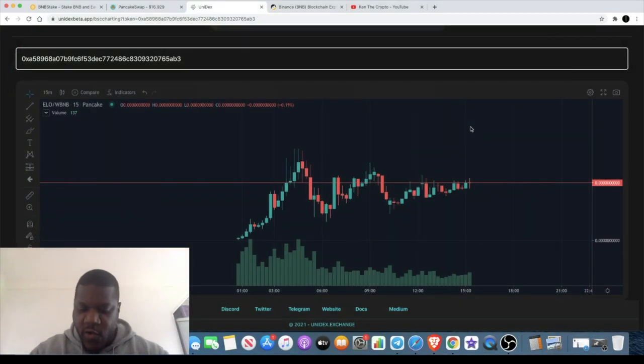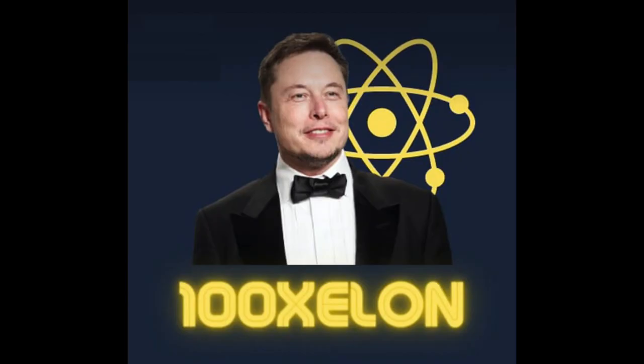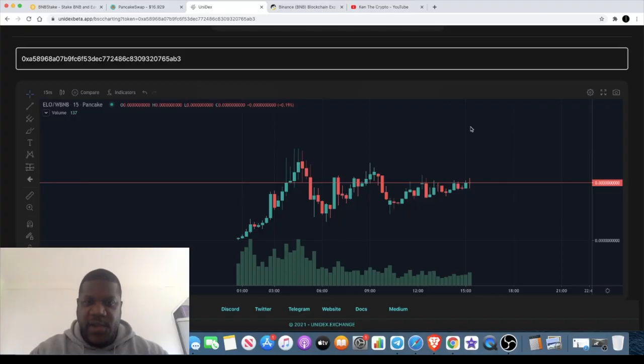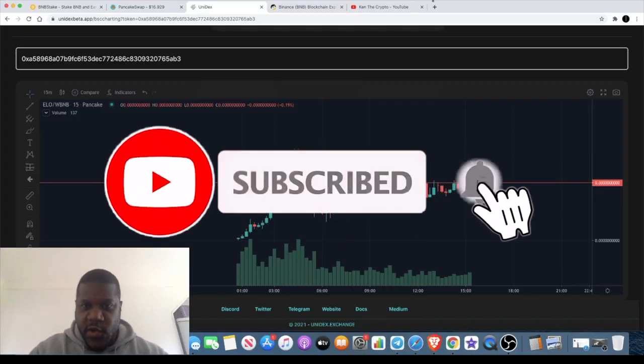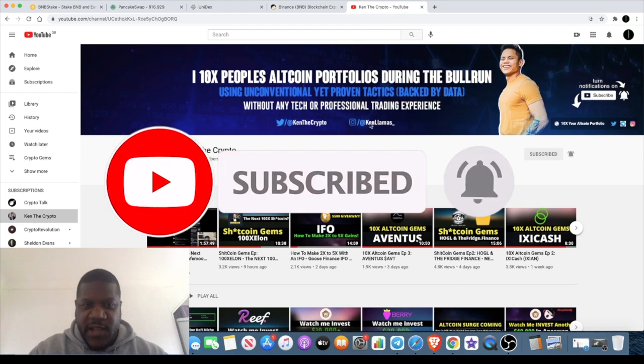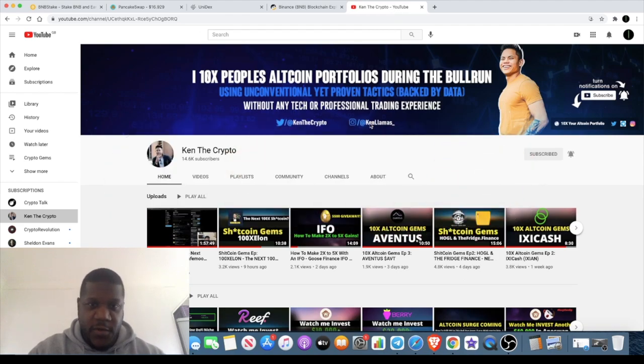I'm going to talk about a coin I actually bought this morning. It's called 100X Elon. When I bought this token, what I didn't know is that a YouTuber, Ken the Crypto, is the owner or creator of this token. It's a meme token. You can check out his videos to find out what it's all about.